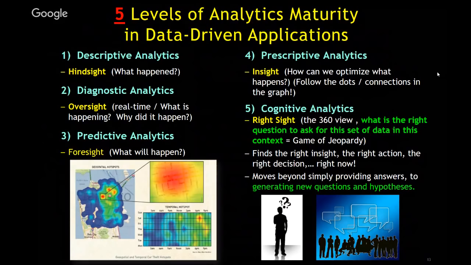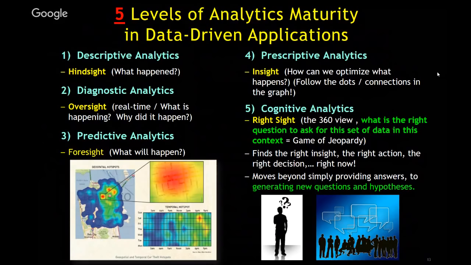And then the highest level of analytics, which can be applied actually at any of the earlier levels. These aren't necessarily sequential, but they're just different levels of cognitiveness, so to speak. So cognitive analytics is when you don't come into the data with a question in mind, but you try to discover the question. What is the question I should be asking when I see this data? What's the right action, the right question, the right insight at the right time, right now? So I got this play on words here. Cognitive analytics is the right sight. So we've gone all the way from hindsight to oversight, to foresight, to insight, now to right sight.